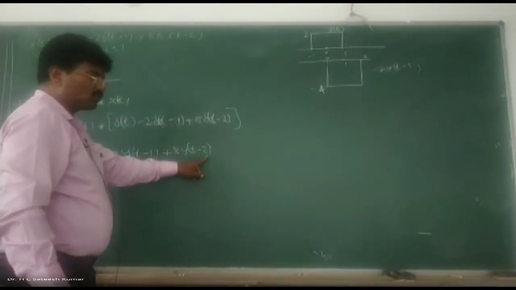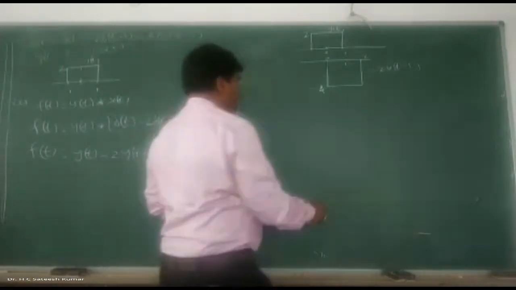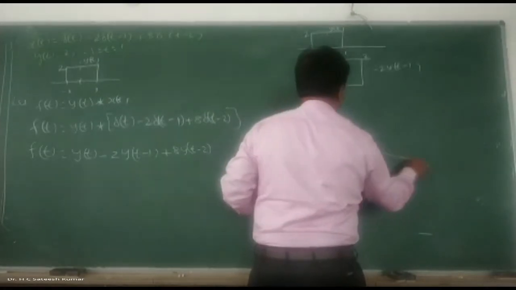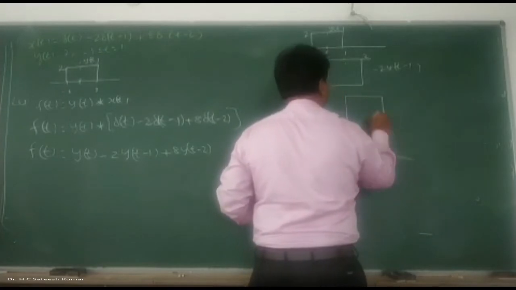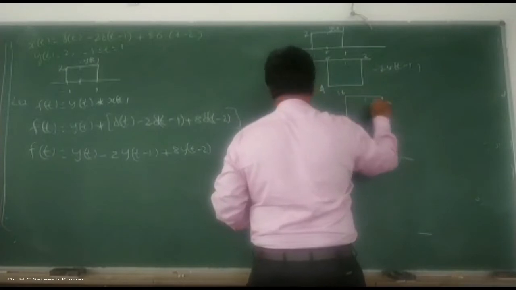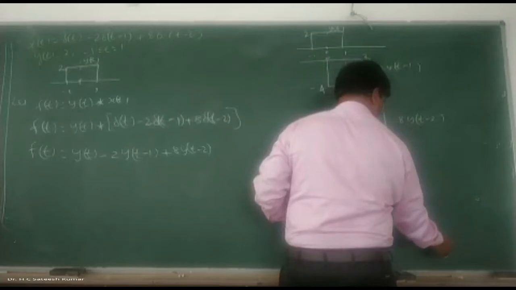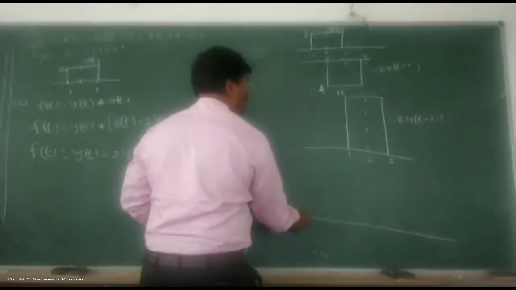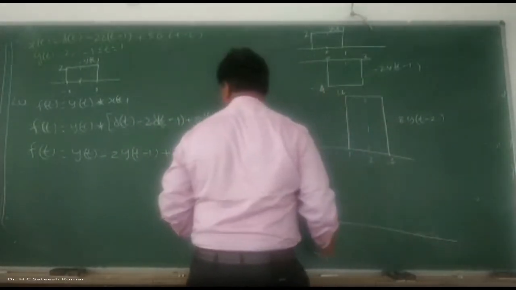Next. 8y of t minus 2 means what? 8 times, you should multiply 8 into 2, 16. Okay, right. So therefore, one more unit I should shift it, and amplitude is 16. 1, 2, 3, 16. 8y of t minus 2. Okay, right. So now add all of them.